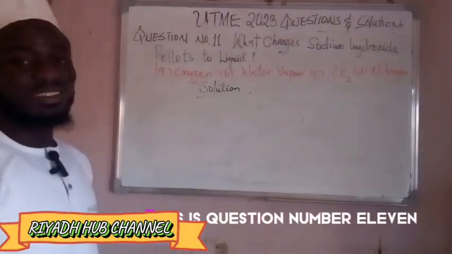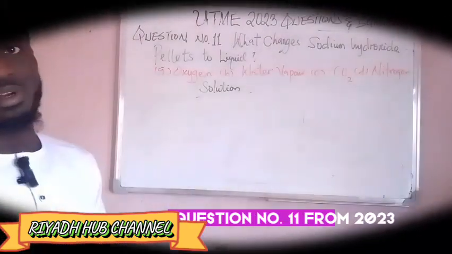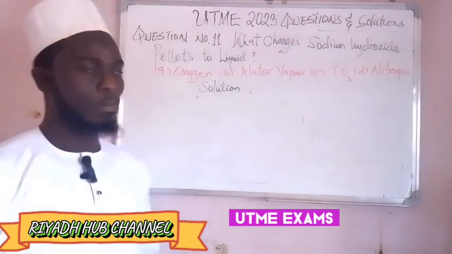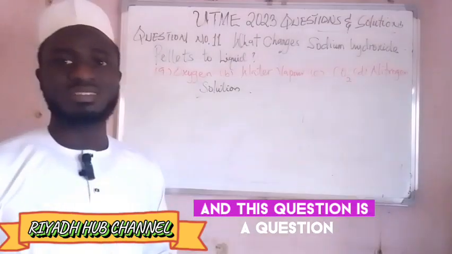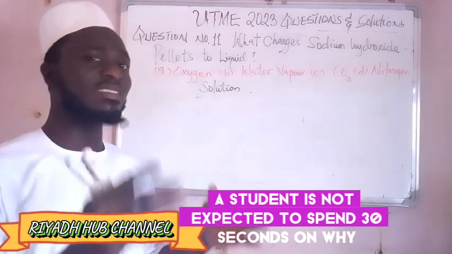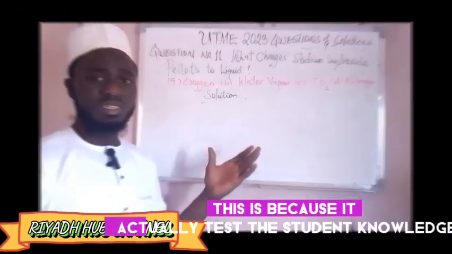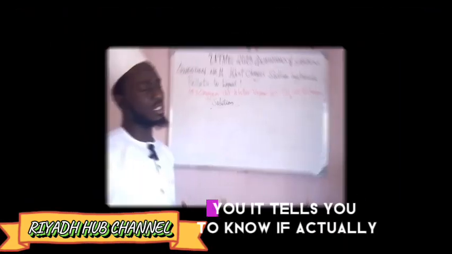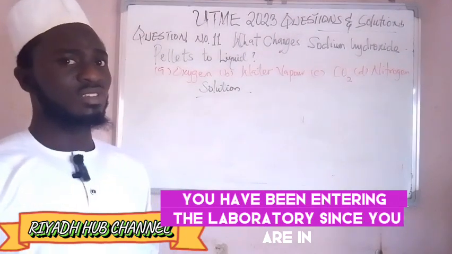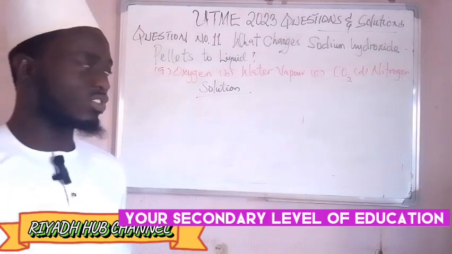This is question number 11, from the 2023 UTME exams. This is a question a student is not expected to spend 30 seconds on. Why? Because it actually tests the student's knowledge of salt. It tests what you have learned since you have been entering the laboratory in your secondary level of education.